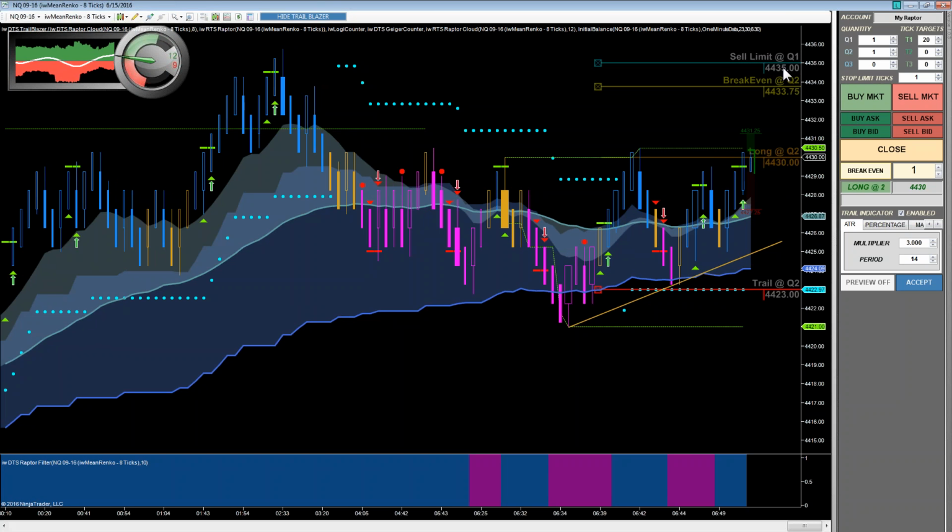you have your profit targets. I happen to have the break-even trigger turned on. We have our entry, and we also have our stop losses. All right, so that's how that works. That's why the Trailblazer is a little bit different than what you see in the other tools.